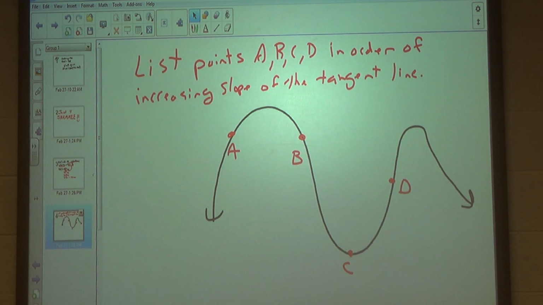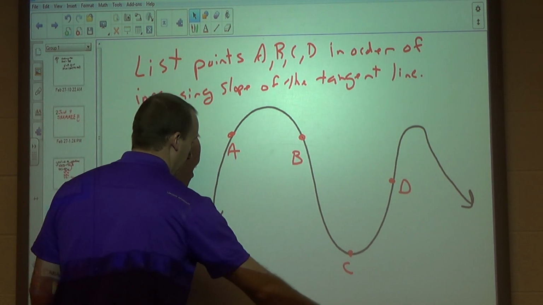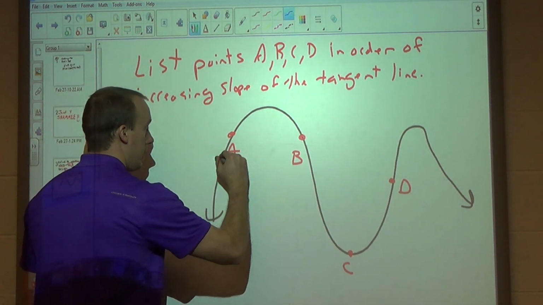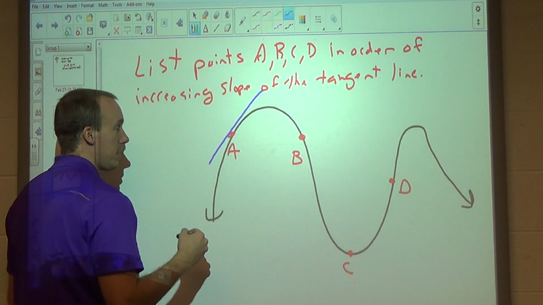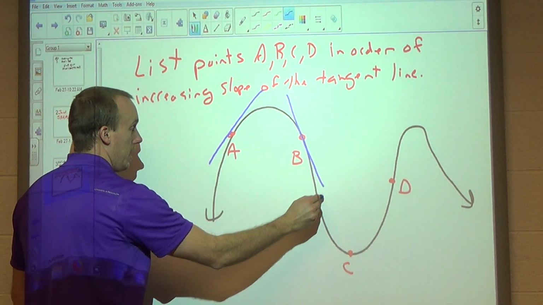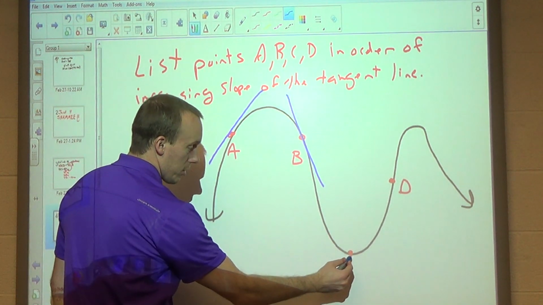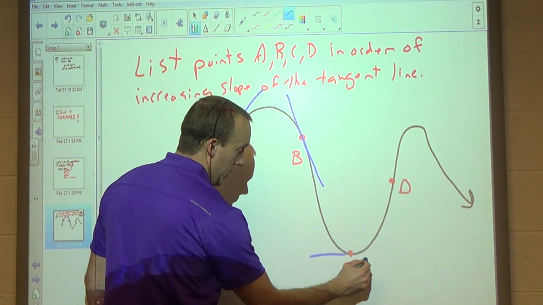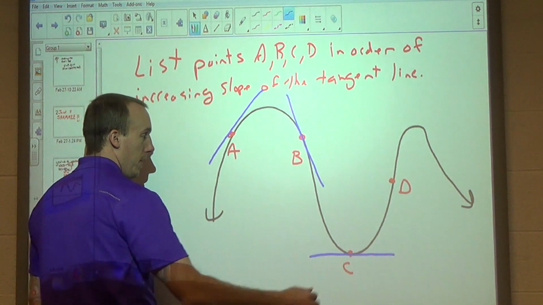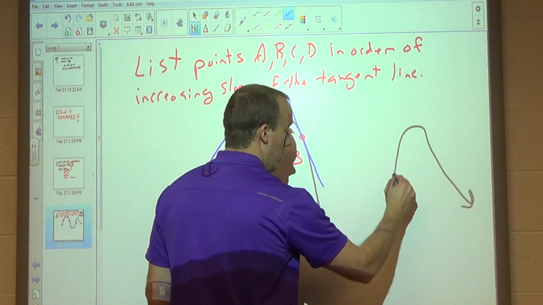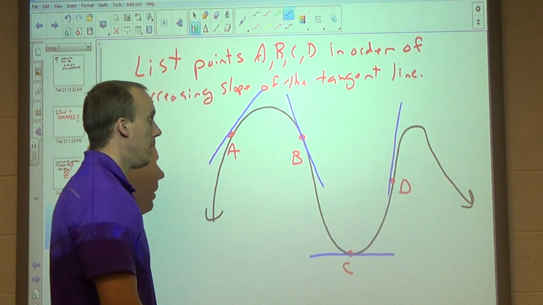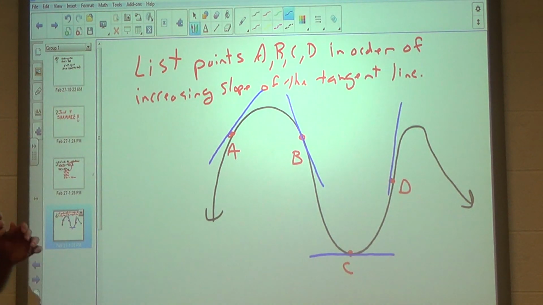So on a number line, what's the farthest to the left? A negative, right? The biggest negative on a number line. So you got to look at the tangents. So you're then gonna have to draw in lines. So that slope would probably be like this. This slope would be downward. What's this slope look like it's at? Straight. And then this slope would be like that.